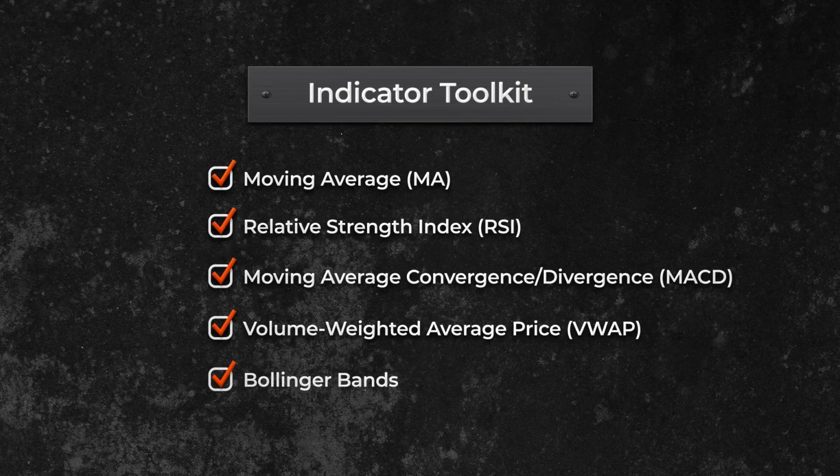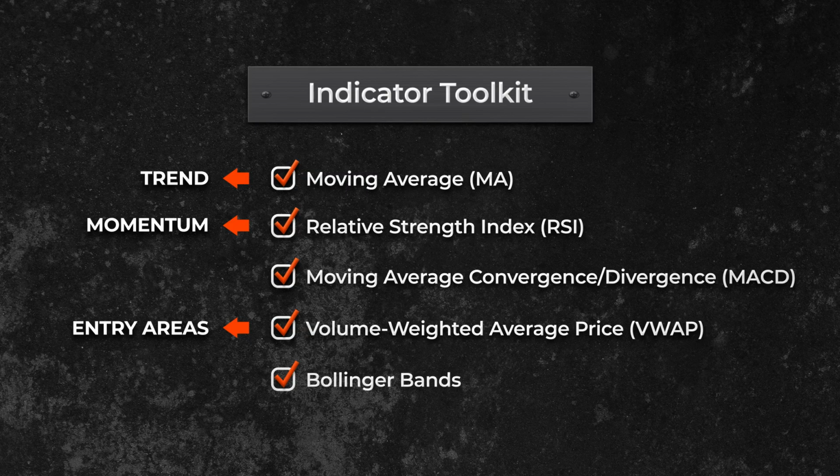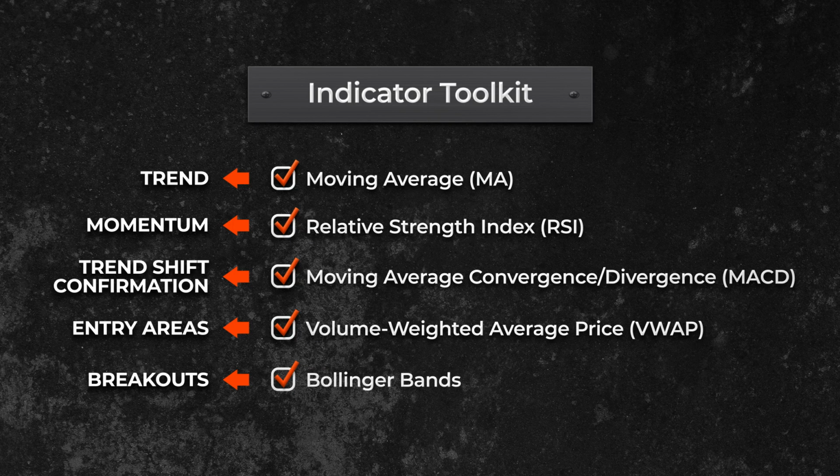So, how do you put all 5 together without overcomplicating your charts? The goal is to use tools that measure different things: trend, momentum, volume, and volatility, so they confirm each other rather than echo the same signal. For a practical starting combination, use a moving average to define the trend and RSI to gauge momentum, with VWAP to help identify potential entry areas. MACD can add confirmation on trend shifts, and Bollinger Bands become particularly useful when you're watching for a breakout setup.